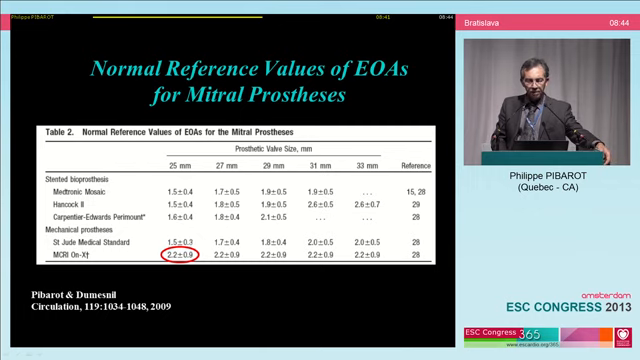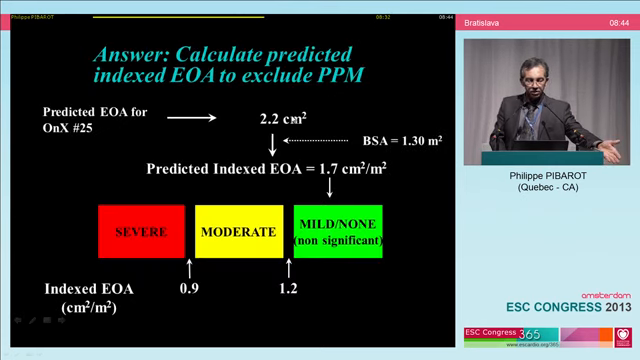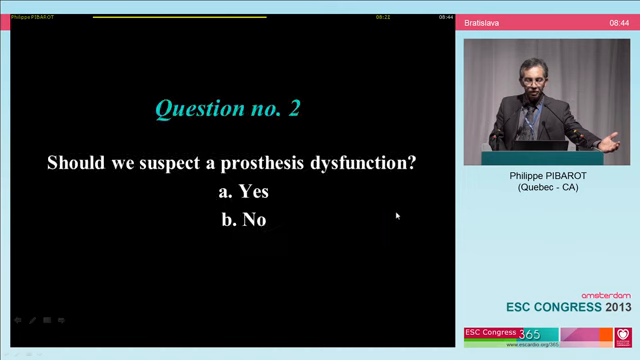And, well, if we come back to the patient, the normal reference value for the model and size of prosthesis that has been implanted in the patient is 2.2. If we calculate the predicted index AOA, 2.2 divided by 1.3 makes a 1.7. So you can say here that there is no mismatch. You can, with a simple calculation, say, well, this patient left the OR with no mismatch.